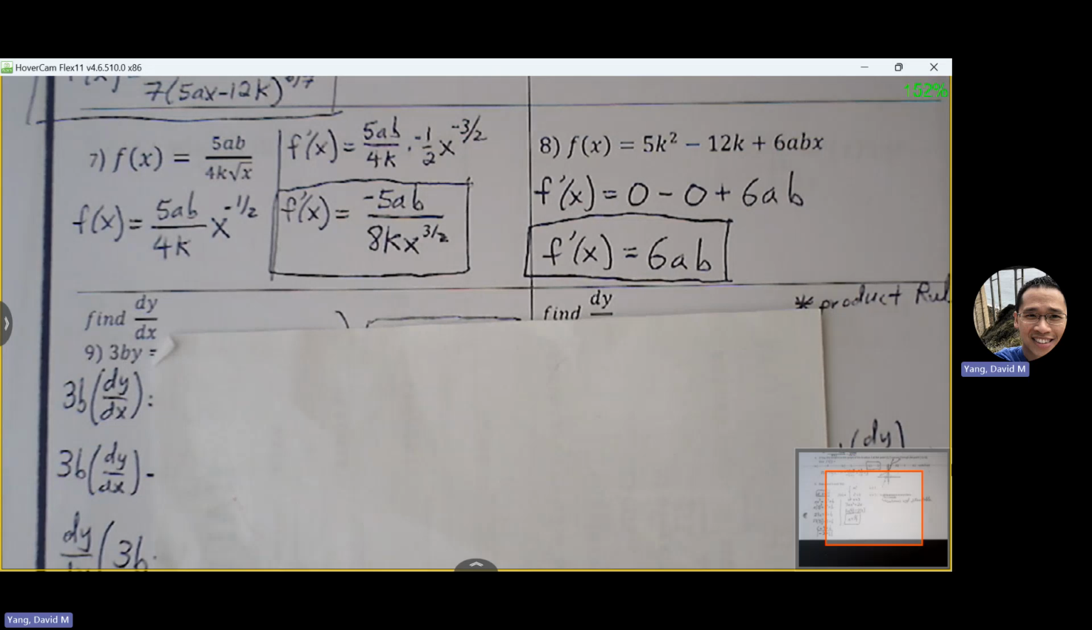If you're done with 7 and 8, go ahead and try number 9. Number 9, there's implicit involved because you see y's in multiple places, and it's kind of mixed into the equation.